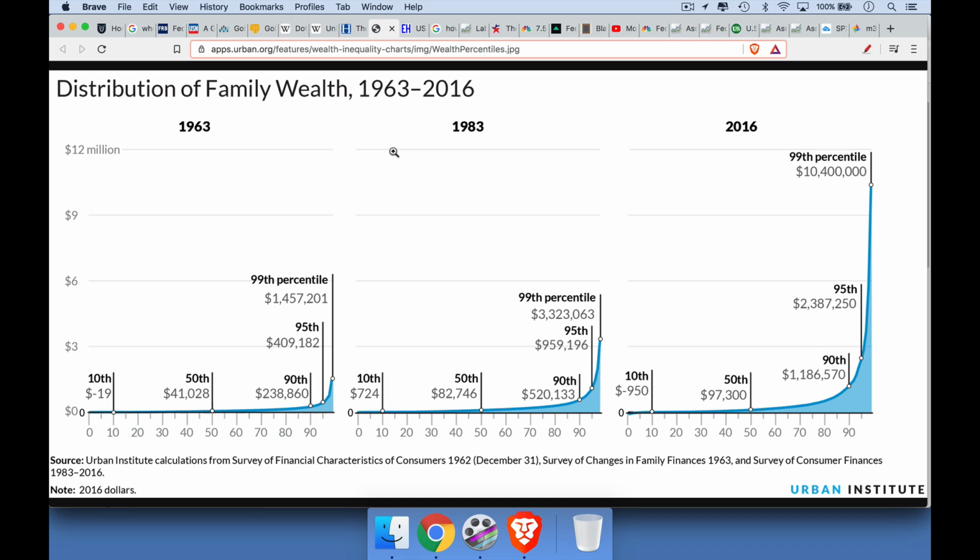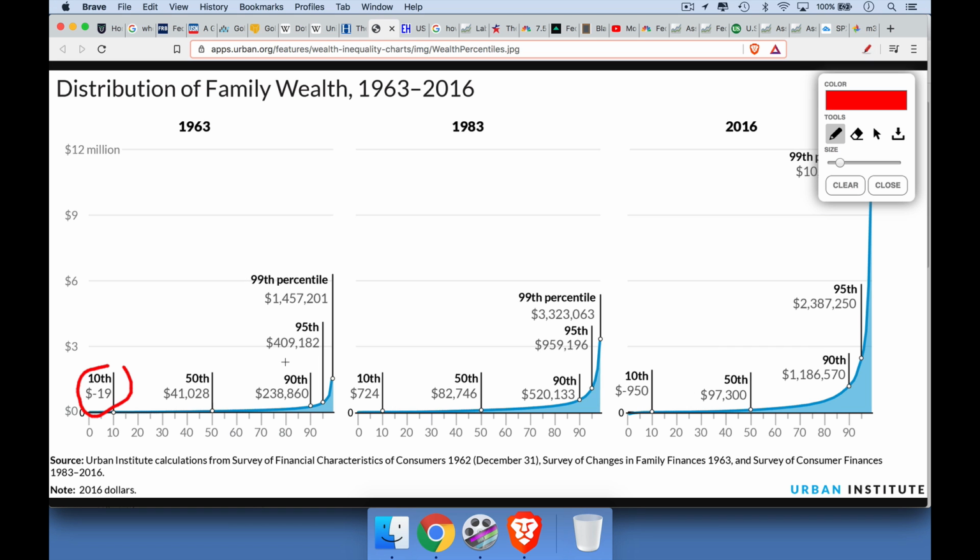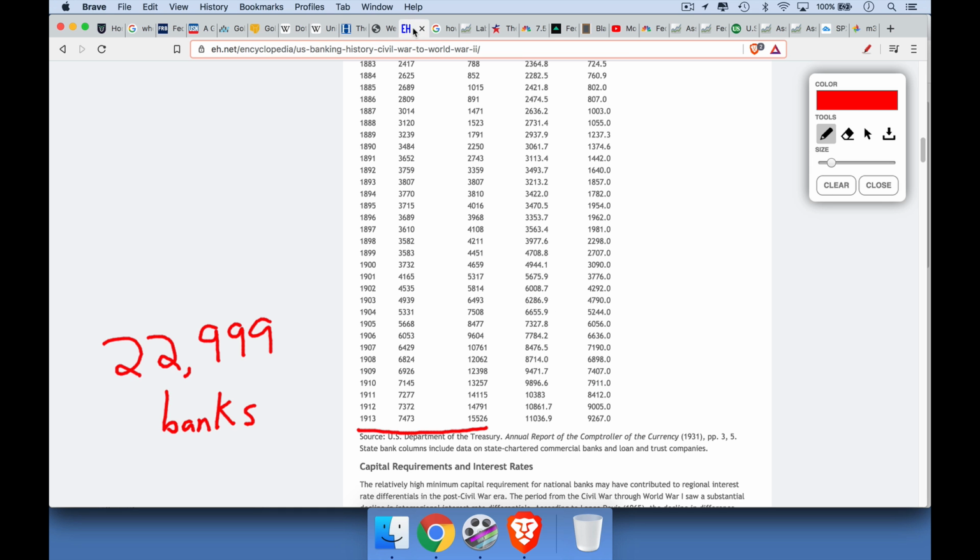But here we see the distribution of family wealth and how the 99th percentile has really exploded versus both the 90th percentile and the 50th percentile. And versus the lower percentiles, the 10th and 20th percentile, it's been absolutely enormous. If you just look at the multiples of the 10th percentile versus even the 90th percentile, these numbers have really absolutely exploded. And I'm going to show you a little bit why this is happening.